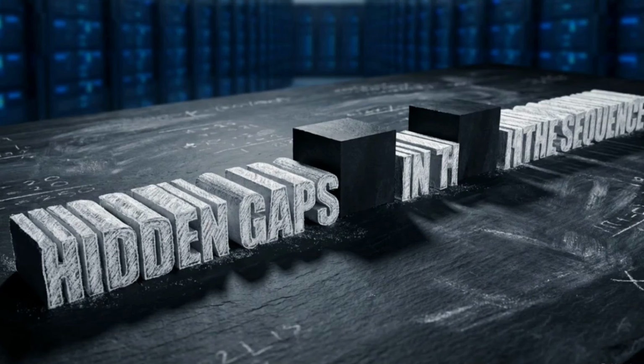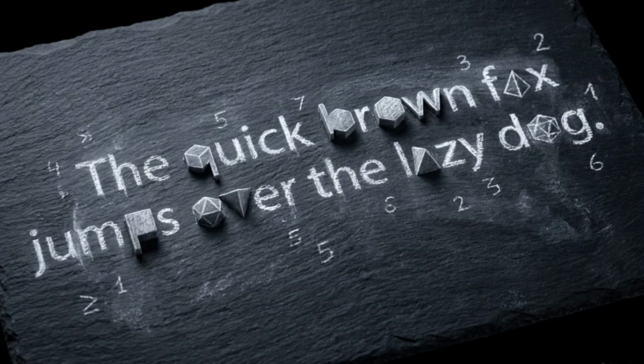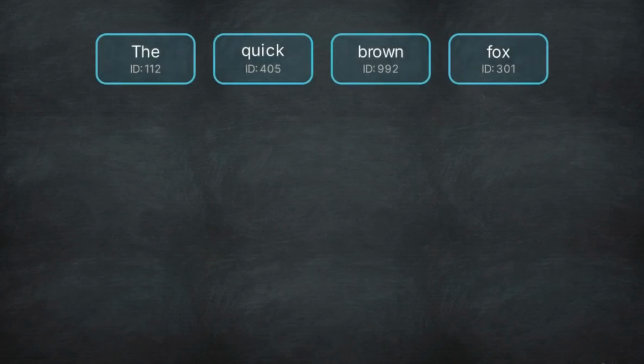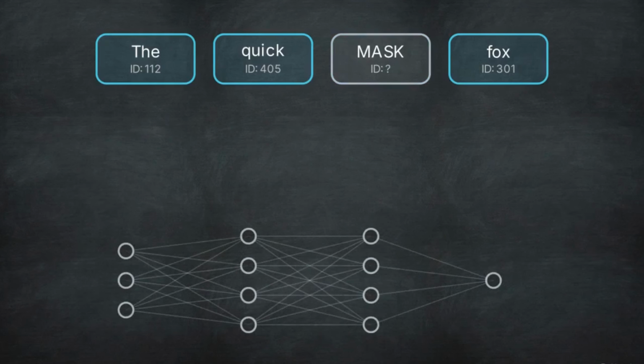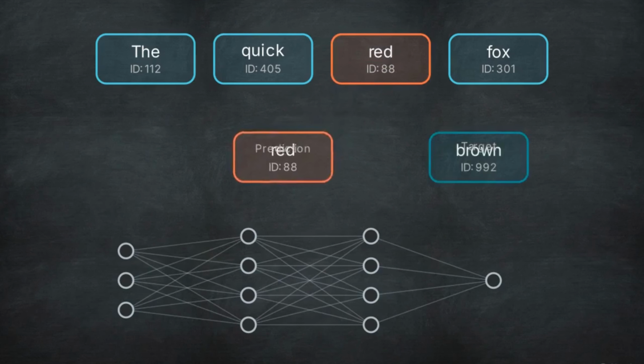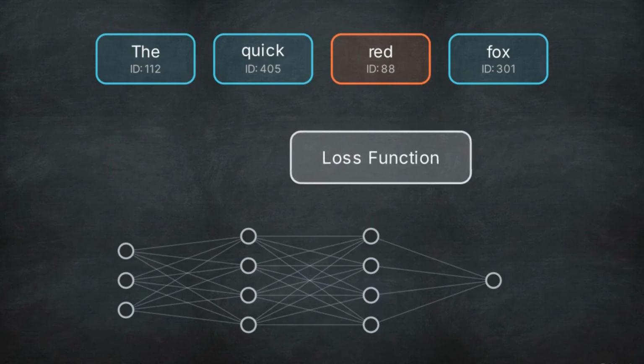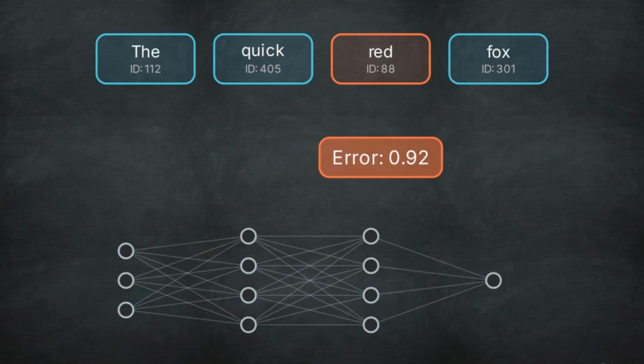Engineers use a mechanism called masked language modeling to train the foundational weights. The process starts with a verified sequence of text from the training data. A specific token in the sequence is hidden, creating a gap for the model to fill. The untrained model attempts to guess the hidden integer based on the surrounding context. A loss function measures the distance between the incorrect guess and the true token, producing an error score.